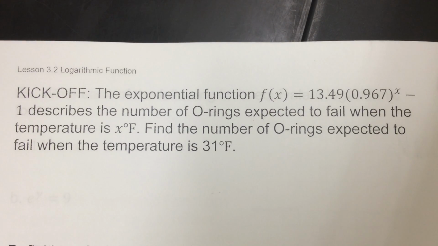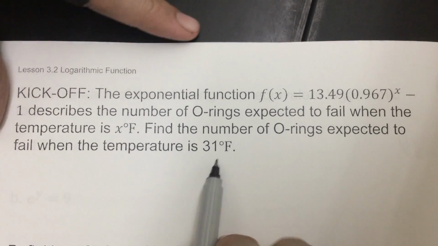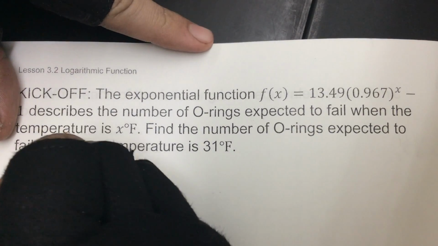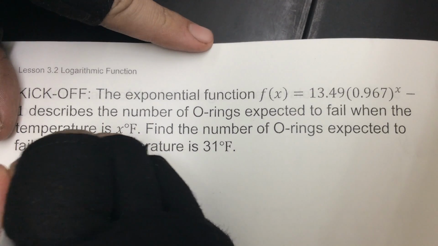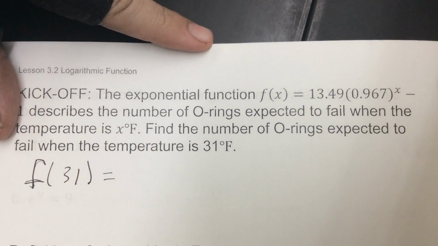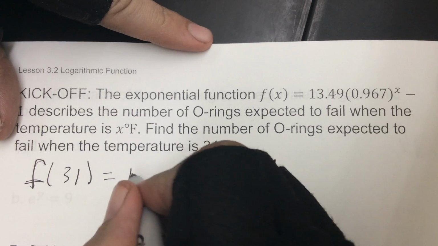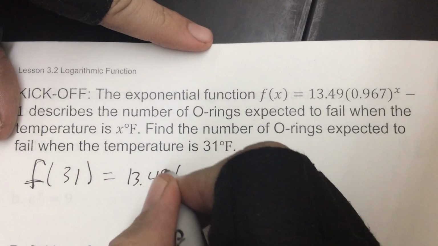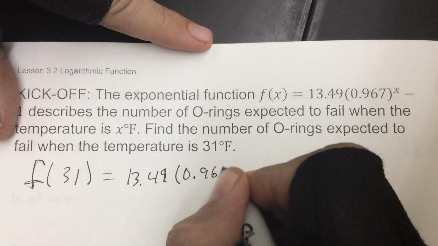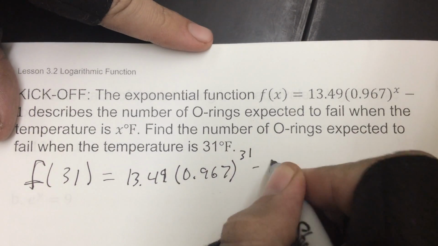But before we do that, to kick off, the exponential function f of x equals 13.49 times 0.967 raised to the x minus 1 describes the number of O-rings expected to fail when the temperature is x degrees Fahrenheit. Find the number of O-rings expected to fail when the temperature is 31 degrees Fahrenheit. So that's going to be our x. So we're going to put this in. F of 31 equals 13.49 parentheses 0.967 raised to the 31st minus 1.